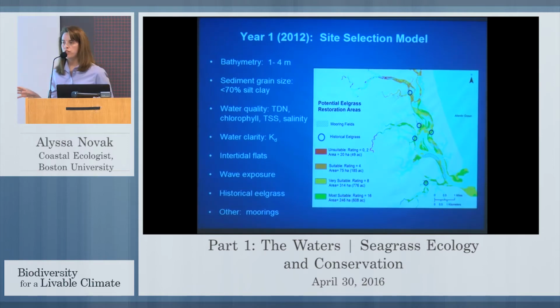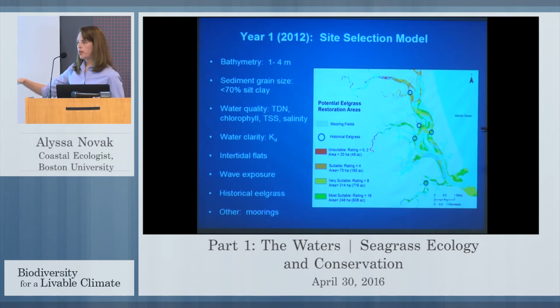We looked at the location of intertidal flats, just in case we didn't pick that up in the bathymetry information. We wanted to make sure that we were not planting on intertidal flats where clammers would be. We looked at wave exposure. We needed to avoid areas with high wave exposure because that could uproot our transplants. We looked at information on historical eelgrass, and then we also looked at the location of moorings. We did not want to plant in areas where there were boats because they could shade the plants.